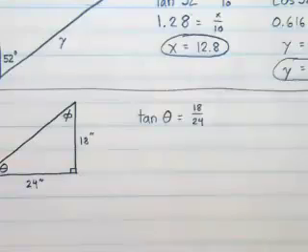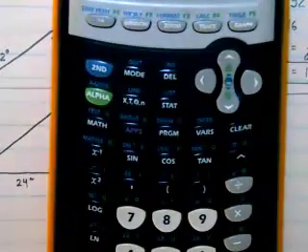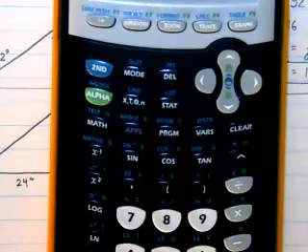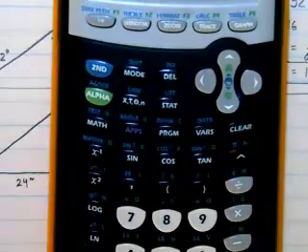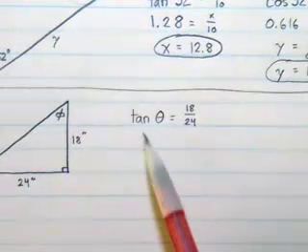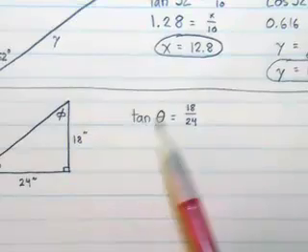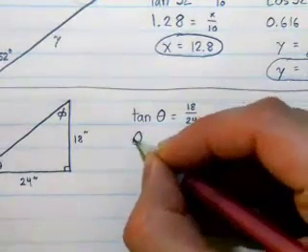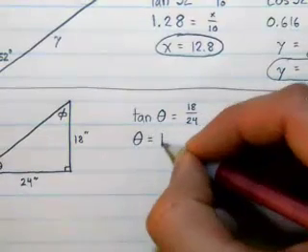If you look at your calculator really closely, above tangent, it's kind of hard to find because it's all black, but there should be a sine with a little -1, a cosine with a little -1, and a tangent with a little -1. Those are called the inverse sine, inverse cosine, and inverse tangent. Basically, for inverse tangent, it's asking what angle gives you the tangent of 18 over 24.